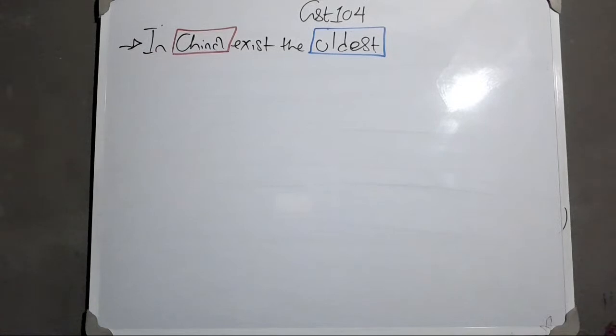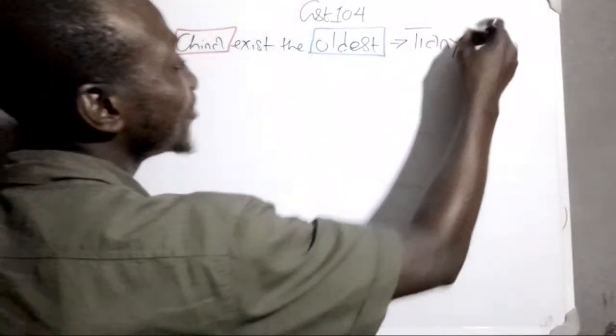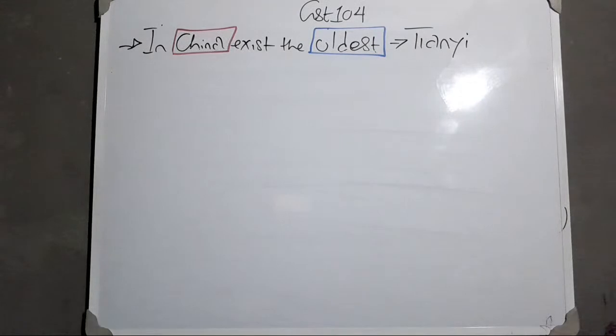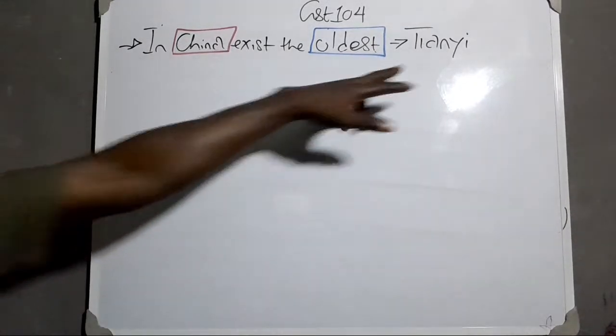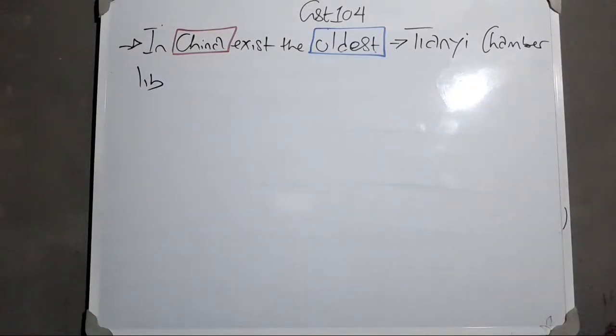Okay. And the name of this library is Tianyin. Pardon me if I don't pronounce it well, though. I'm not Chinese. Tian Yin Chamber Library happens to be the name of the oldest library. Tian Yin Chamber Library. All right.